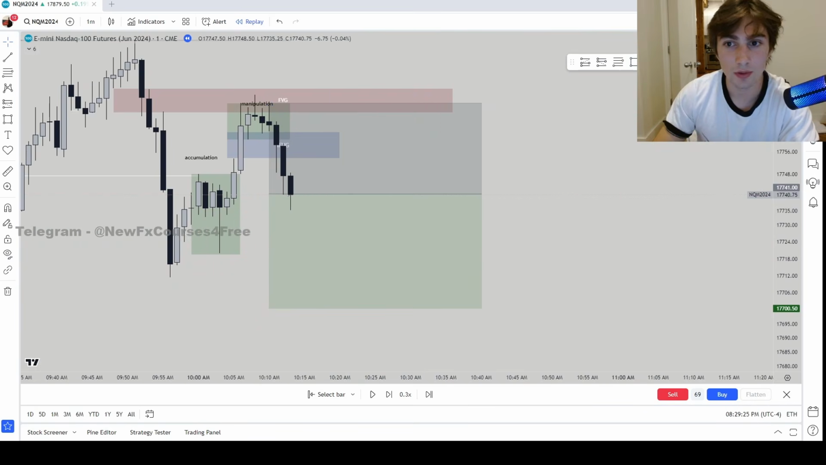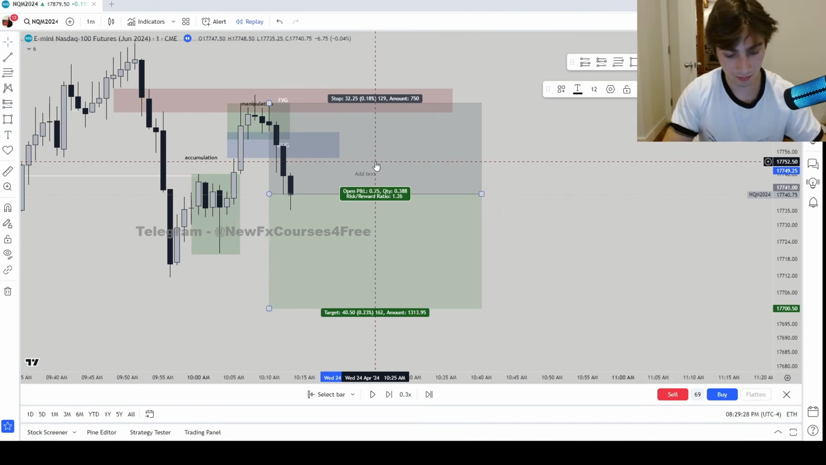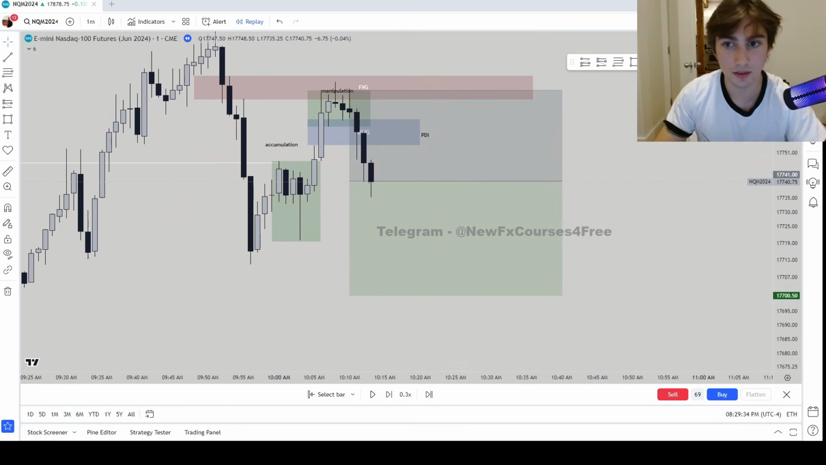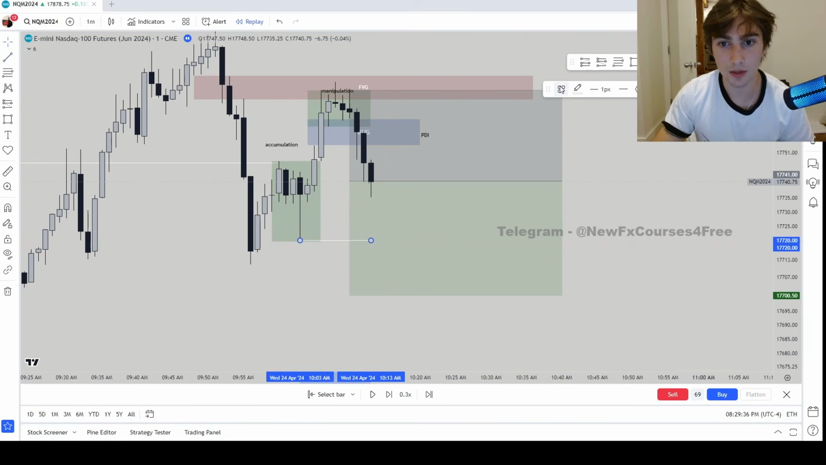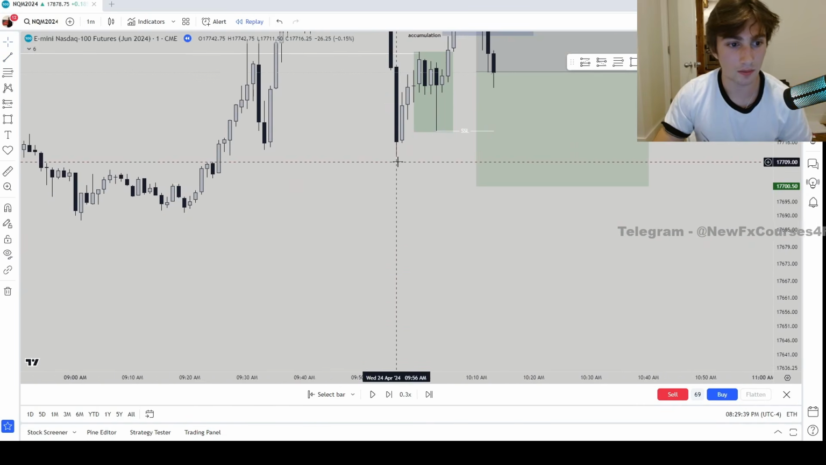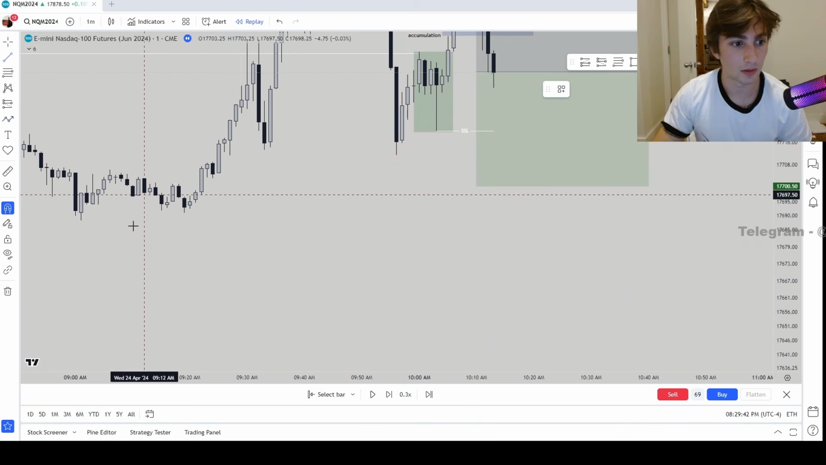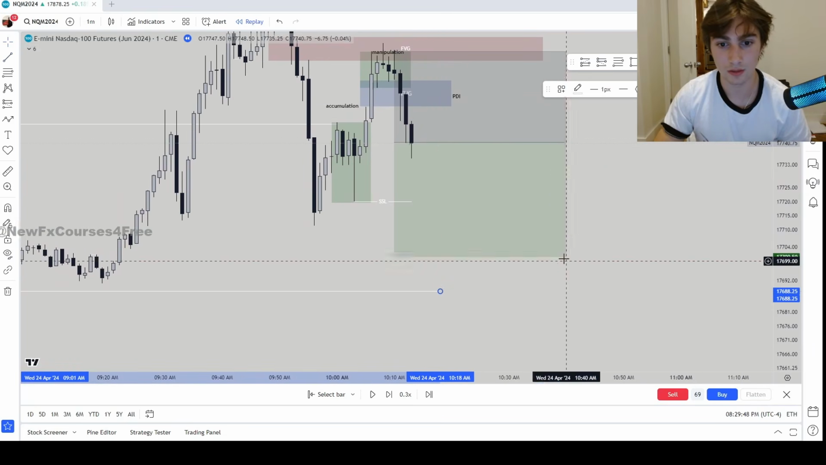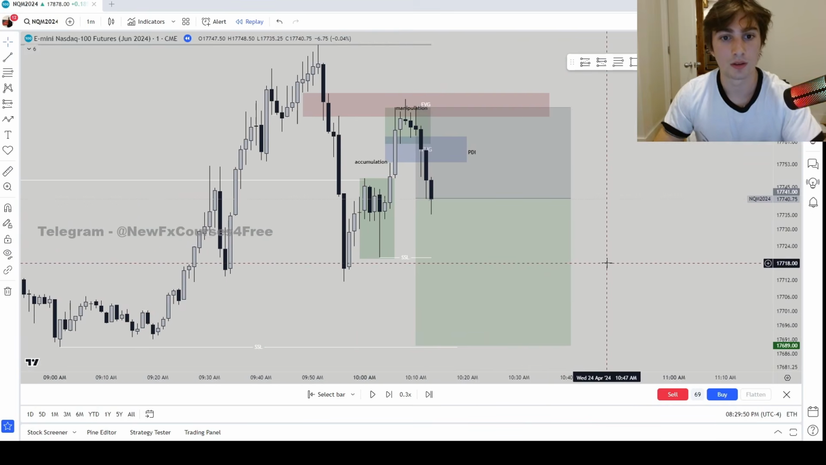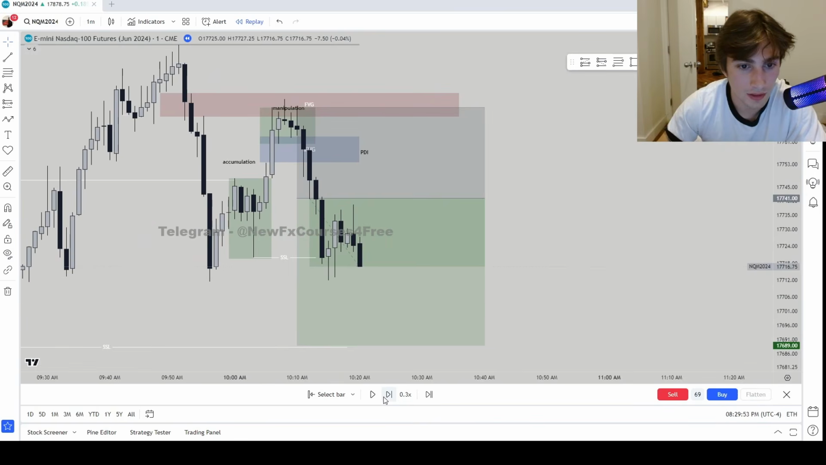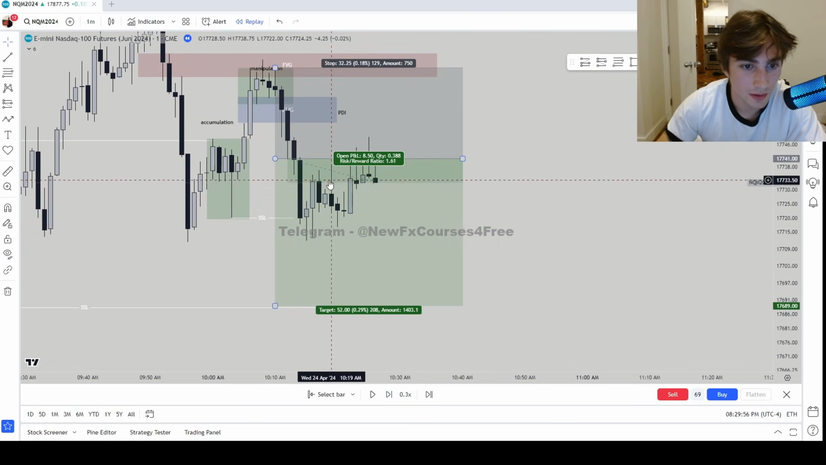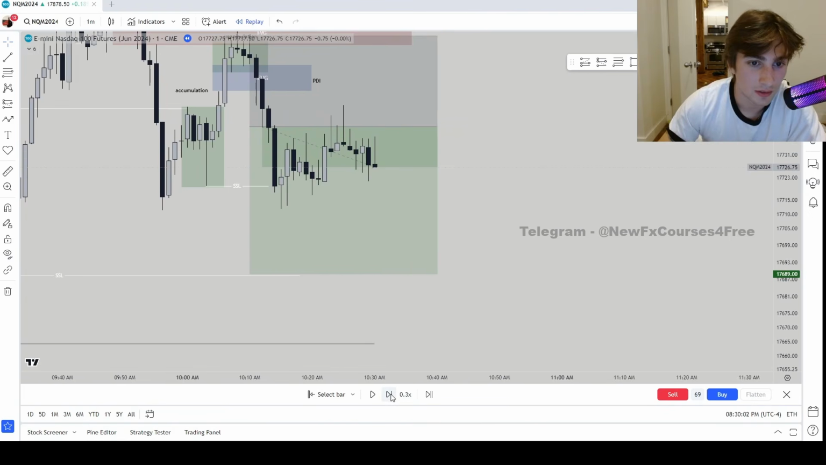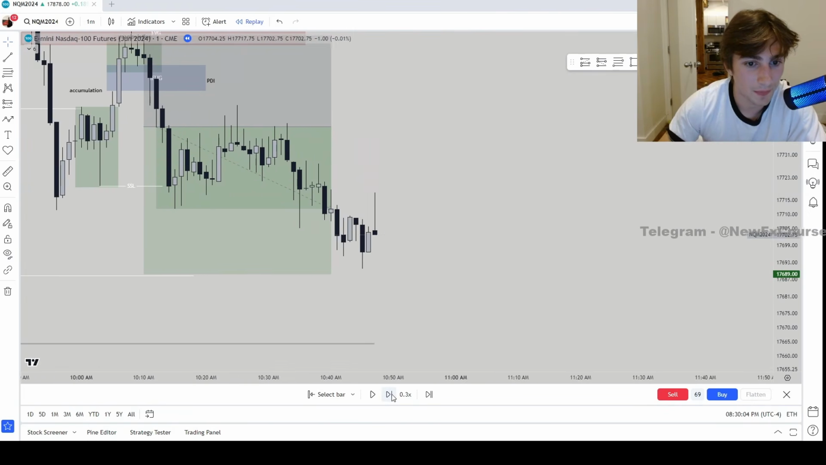But anyways, we do get our pre-distribution inversion, so we can mark out this PDI right here of this inversion, and we can mark out our targets. Right, so we have the bottom of this accumulation zone. We target that, and mark out some other targets right here. And yeah, I guess price just runs through those. You probably would have moved to break even right here and then gotten break even really. So not really the best trade, but whatever.